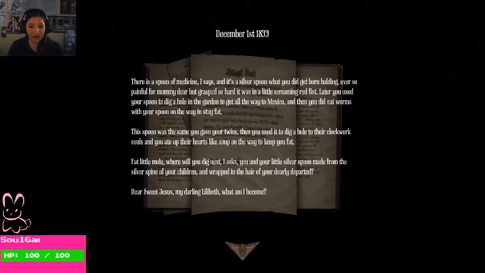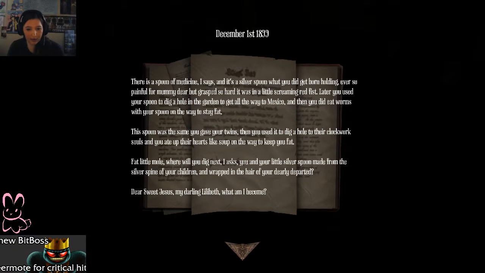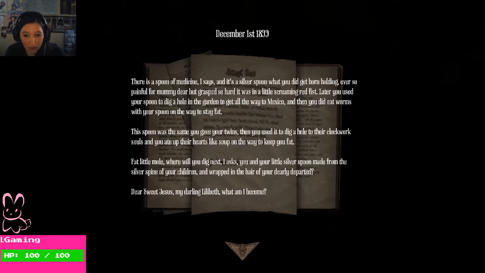December 1st, 1899. There is a spoonful of medicine, I said. It's a silver spoon. What you did to get the burn holding. Ever so painful for Mummy dear, but grasped so hard it was in a little screaming red fist. Later you used your spoon to dig a hole in the garden to get all the way to Mexico. And then you did eat worms with your spoon. On the way to stay fat. This spoon was the same you gave your twins.